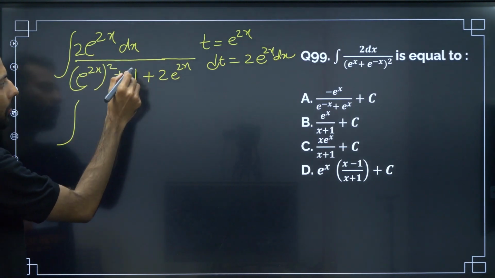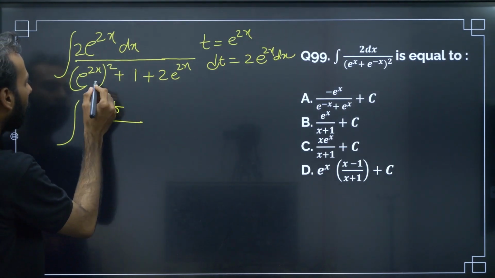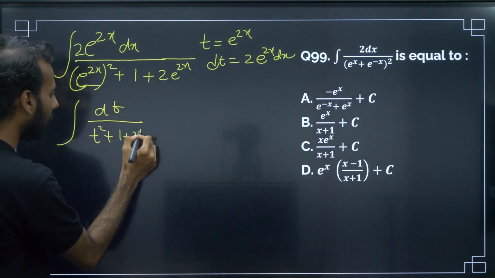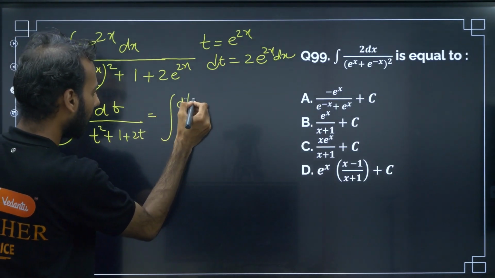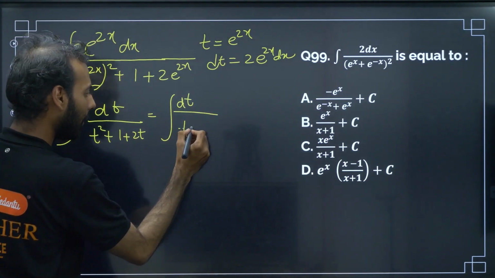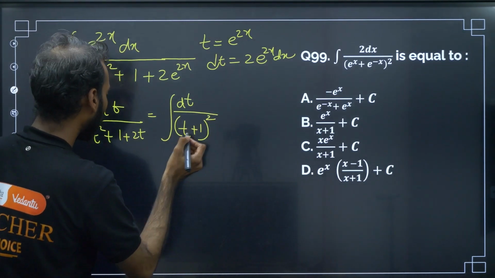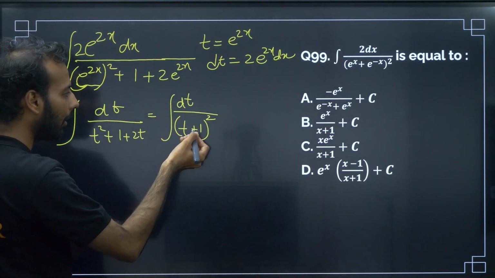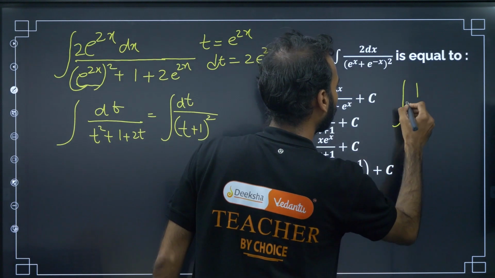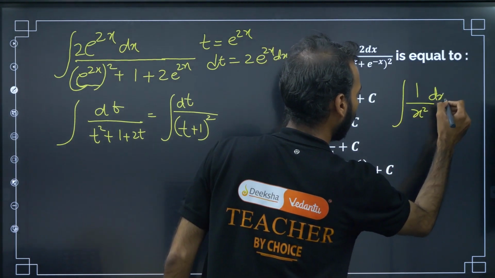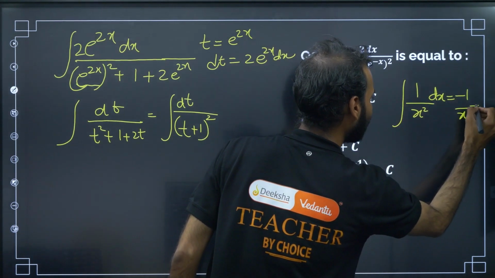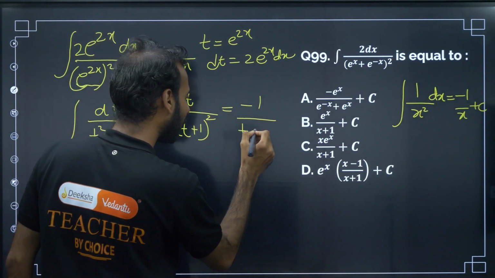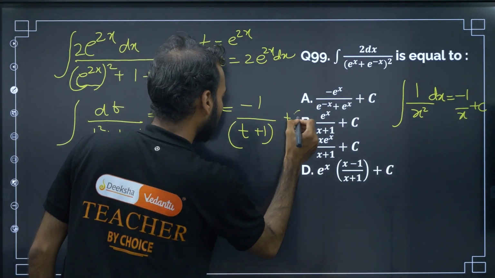Next, integration of 2 e raised to 2x dx becomes dt, and the denominator becomes t square plus 1 plus 2t. This can also be written as dt divided by t plus 1 whole square. You observe properly, a square plus b square plus 2ab, so I am writing it like this. Now recall the standard formula: integration of 1 by x square will be in the form of minus 1 by x plus c. So after integrating this, I am going to get minus 1 by t plus 1 plus c.